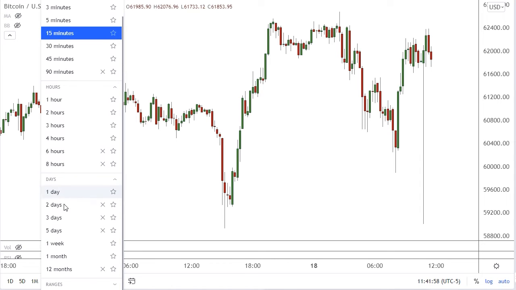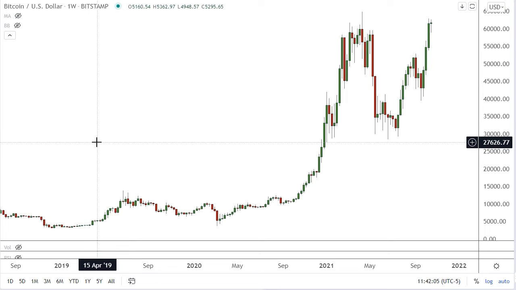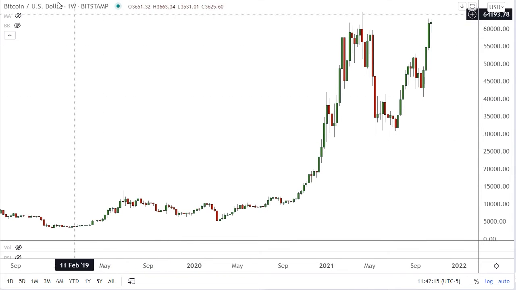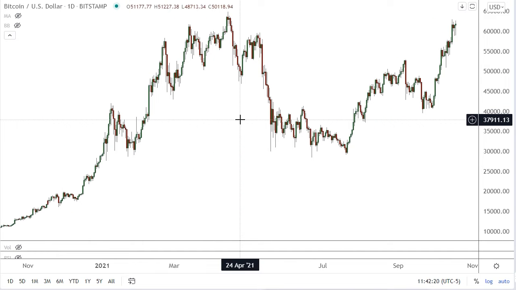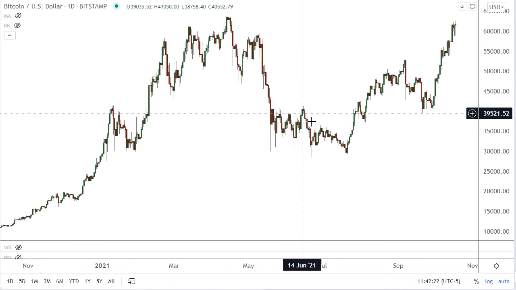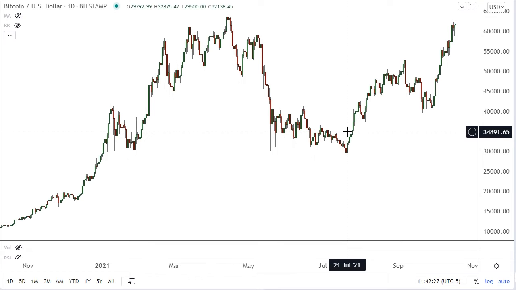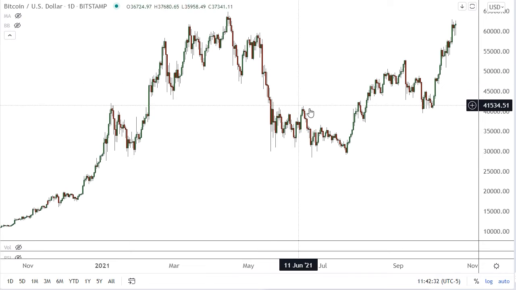So, chart time frames: you've got monthly charts, weekly charts, daily charts, hourly charts, and minute charts. The monthly and the weekly charts are going to be used more by the long-term hodlers for cryptocurrency. The daily time frame is going to be used more by a swing trader, somebody who is looking for some good trends, but it may take a couple of months for those trends to develop. And that's going to be your swing traders.